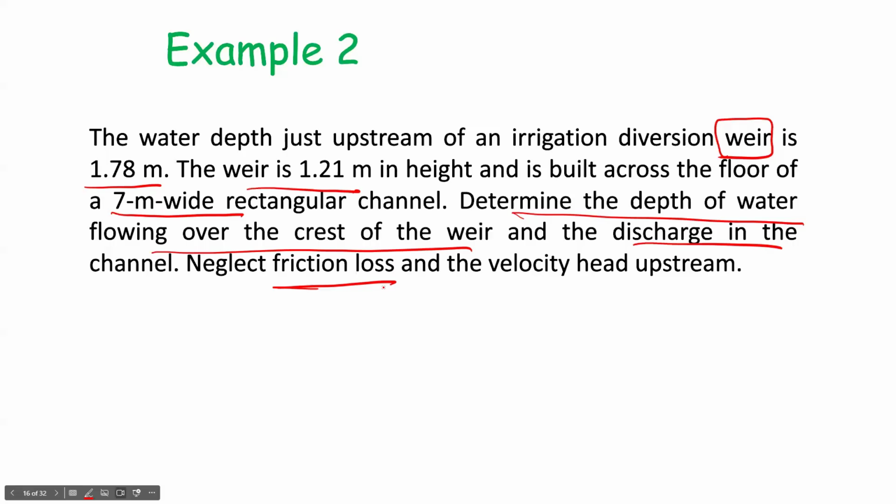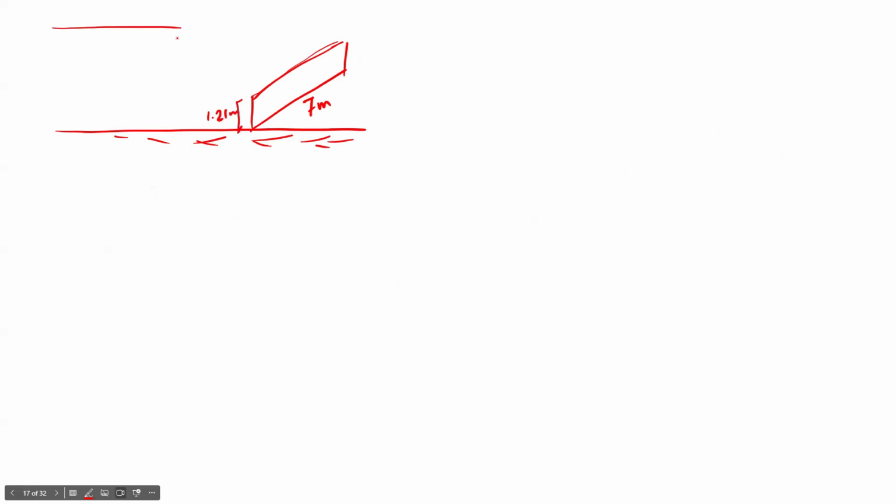So I will write the information that I have here. You have a diversion channel. You have a weir here, 7 meters wide, and it says that the height of the weir is 1.21 meter. The water upstream is 1.78 meter, which is the energy here.